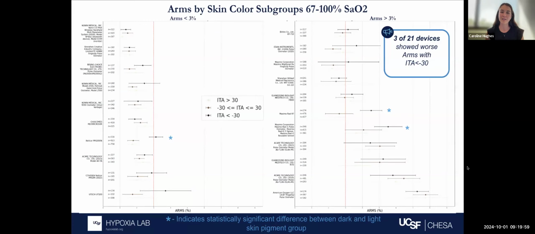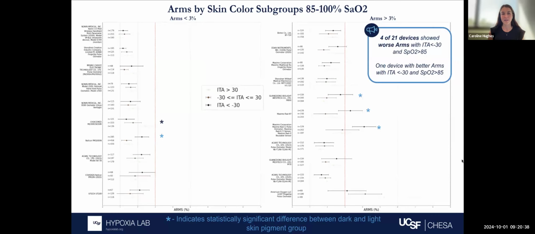So here we look at ARMS broken down by the different skin pigment color categories that Mike had mentioned earlier. You'll see on the left are those 10 devices with an ARMS of less than 3% overall. And then on the right are the 11 remaining devices that had an ARMS of greater than 3% overall. For many of the devices, we see a trend where the subjects in the darker skin pigmentation category had a higher ARMS than the subjects in the lower skin pigmentation categories for a device. And for 3 of the 21 devices, that difference was statistically significant, indicated by the asterisk on this slide.